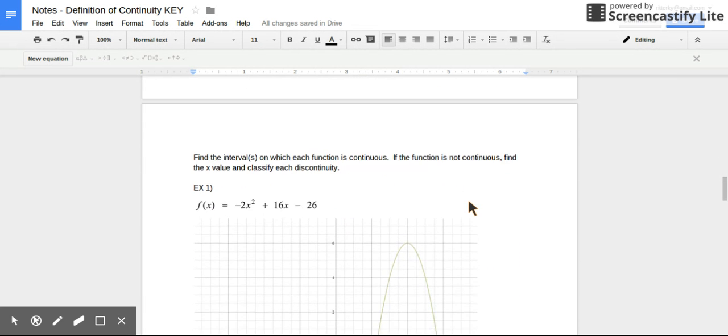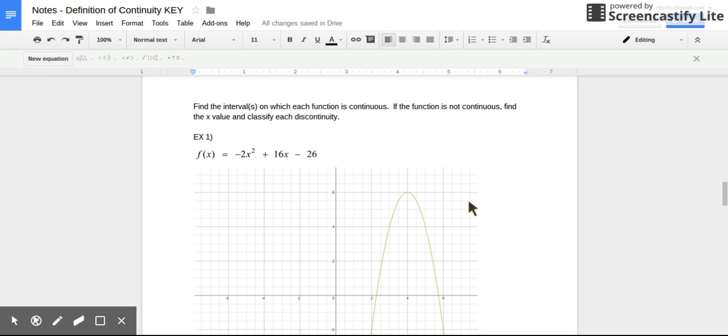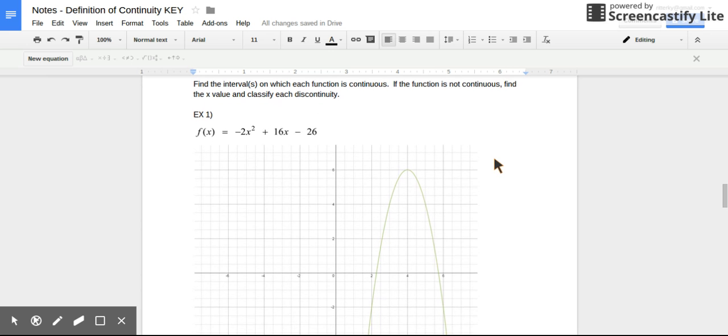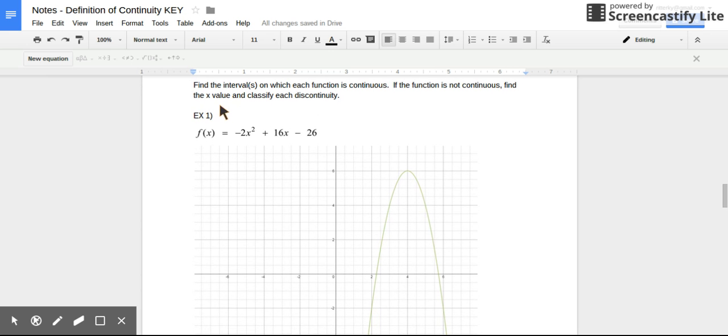Let's do some examples where we talk about intervals on which a function is continuous. And if it's not continuous, we're going to describe what's going on. We're going to talk about the x value at which there's a discontinuity, and we're going to talk about the type of discontinuity.